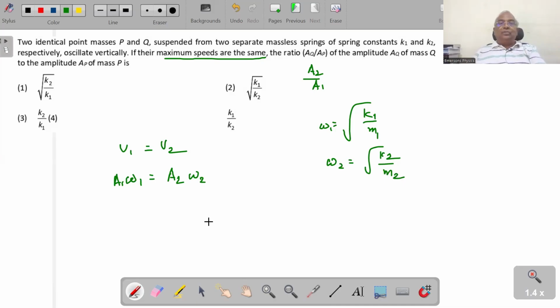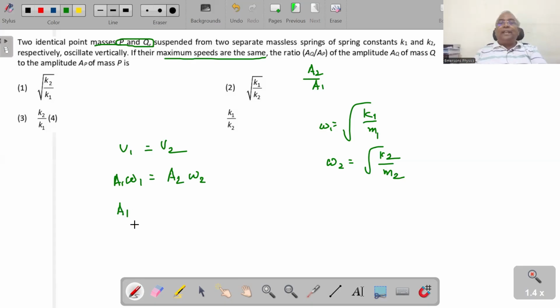Okay, so what we need is the maximum speed of the particle, A1, the amplitude in terms of K1 by K2. A mass is suspended by two separate massless springs with constants K1 and K2. Two identical point masses, this is what is important. Identical masses, so M1 and M2 are equal. Okay, so we'll substitute this value.